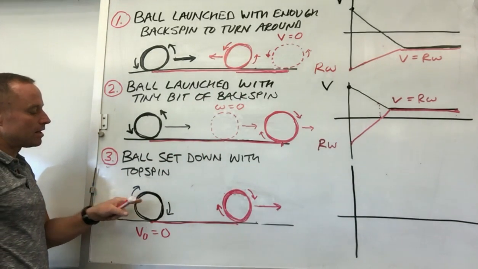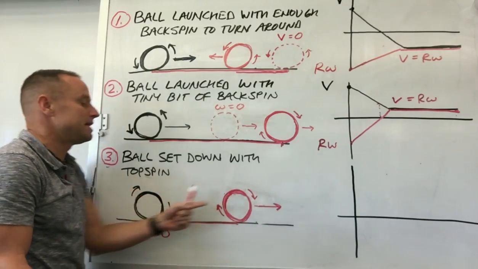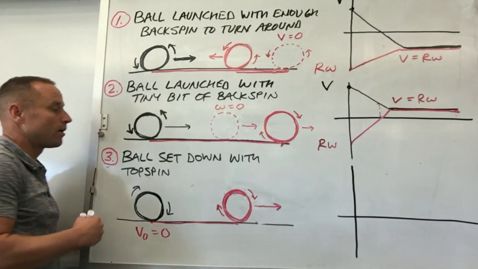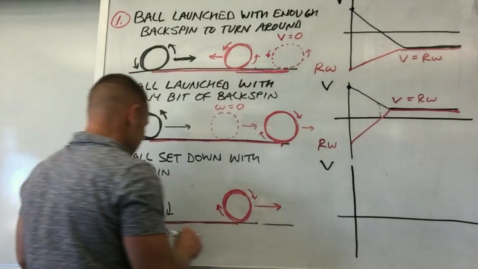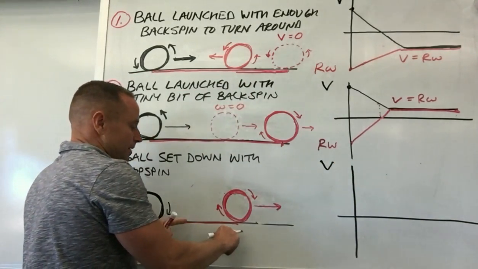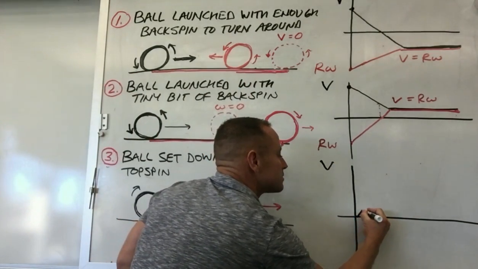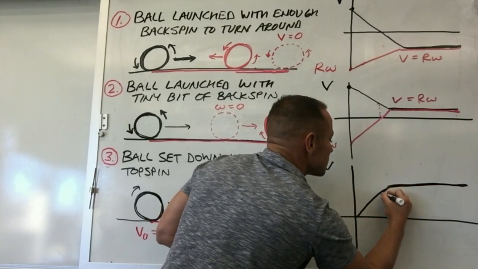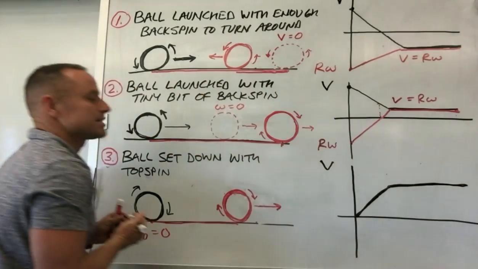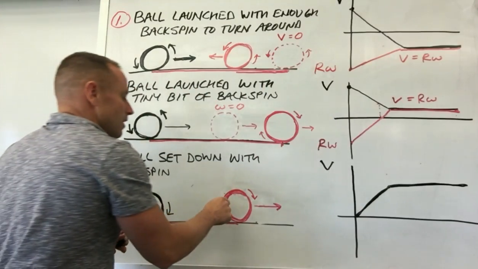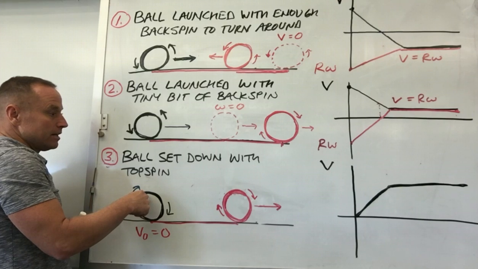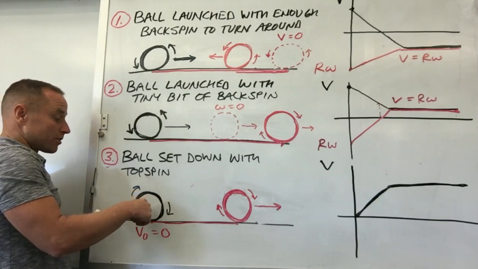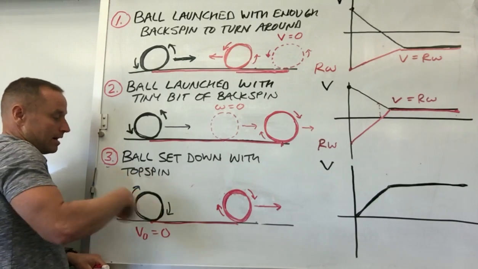Here, notice the translational speed or linear speed has started at 0. So if we graph the velocity, well, it just speeds up and then the rolling sets in. So we speed up and then boom, the rolling sets in. So it goes linearly upward and then it goes flat, right? If you look at the angular speed, all it's going to do is slow down. It starts with a big positive angular velocity.